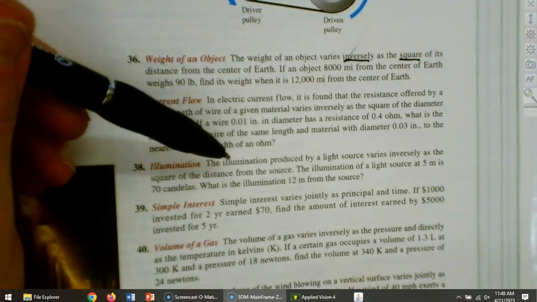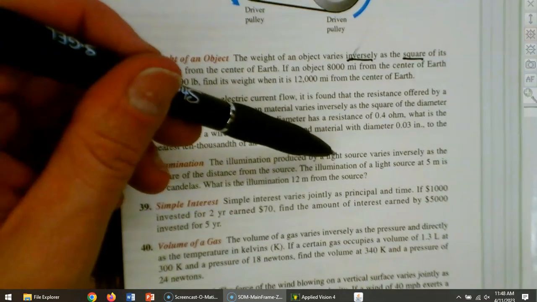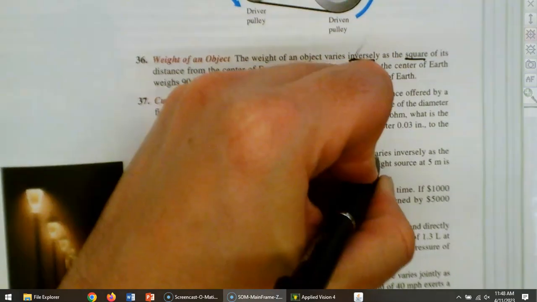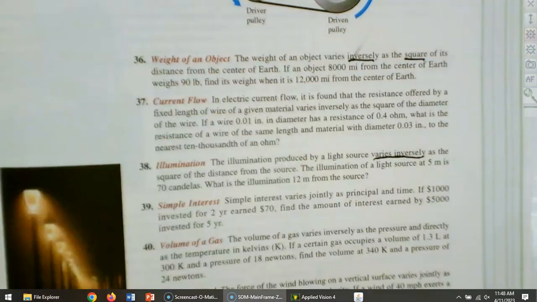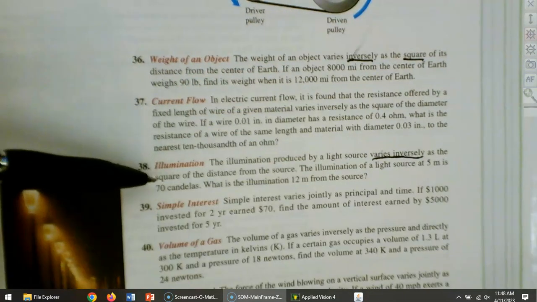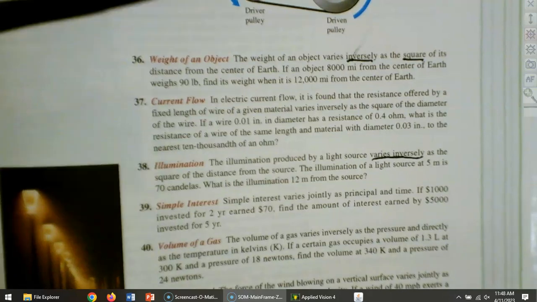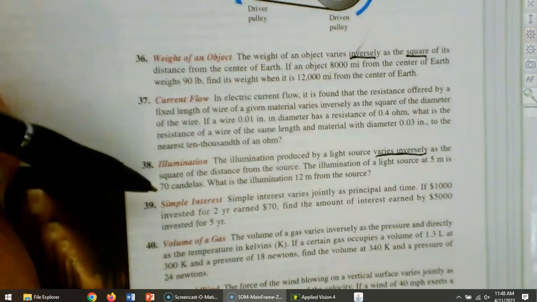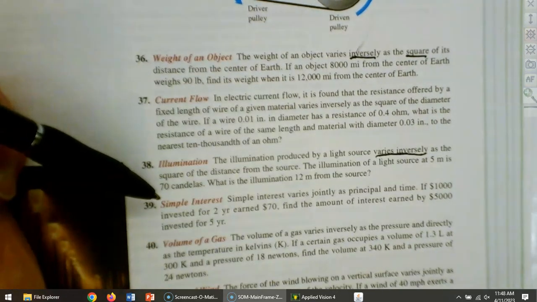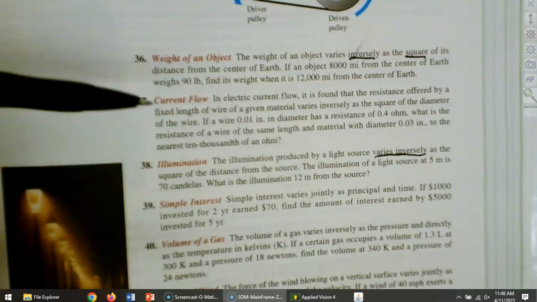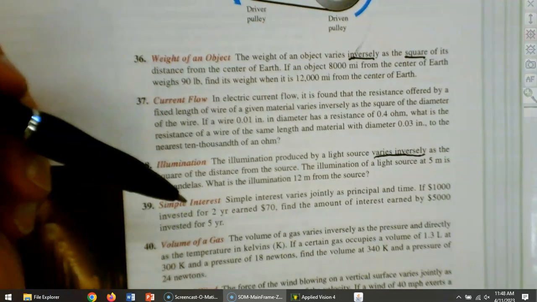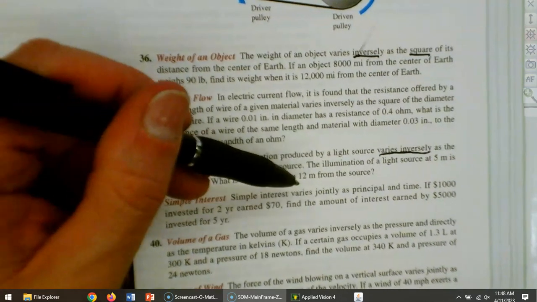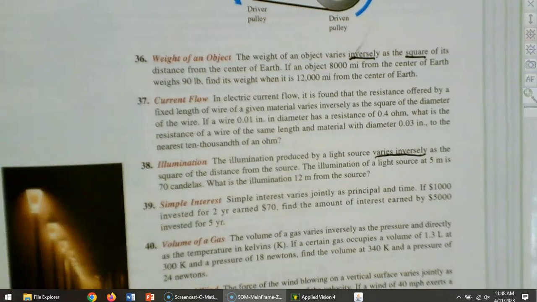The illumination produced by a light source varies, and here's a key word, inversely as the square of its distance from the source. The illumination of a light source at 5 meters is 70 candelas. And that's basically the candle equivalent. What is the illumination 12 meters from the source?